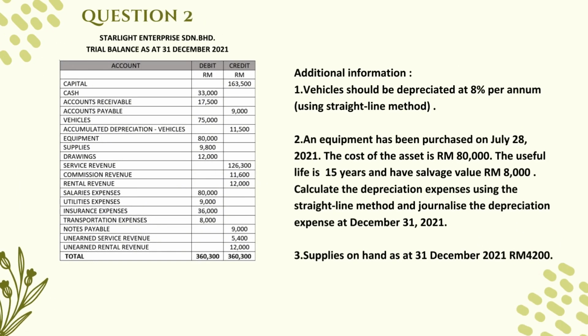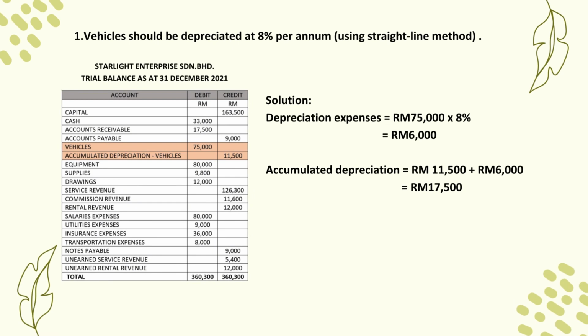Let's take a look at question 2. They give you 3 additional information. The first one and the second one are related to the depreciation. For the first additional information, vehicles should be depreciated at 8% per annum using the straight line method. How to calculate? You need to take the cost of vehicles, which is 75,000 ringgit, times the percent given, which is 8%. So you will get depreciation expenses 6,000 ringgit.